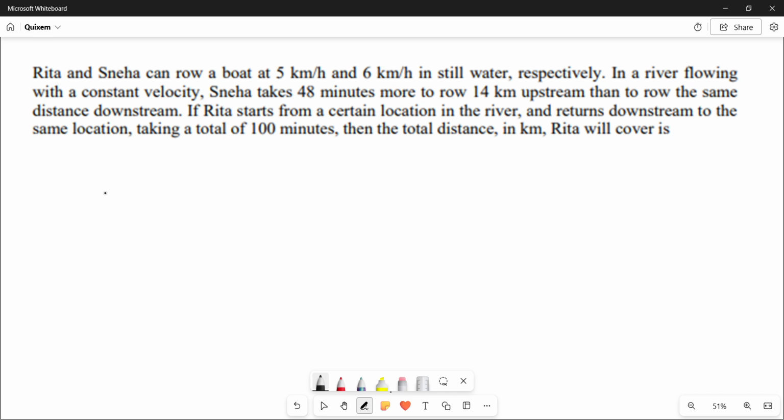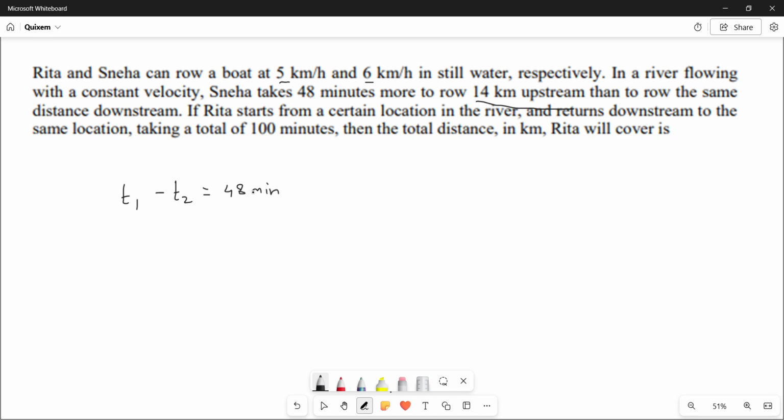So coming to the question, we have two people, Rita and Sneha. They can row the boat at 5 kilometers and 6 kilometers per hour respectively in still water. If the river is flowing at a certain velocity, Sneha will take 48 minutes more to row a distance of 14 kilometers upstream than she takes for the downstream. Say, for example, if she takes T1 time to go upstream and T2 minutes to come downstream, the difference is nothing but 48 minutes.